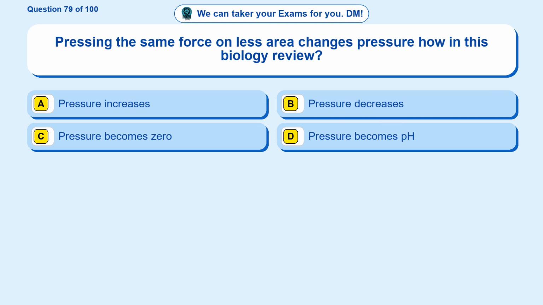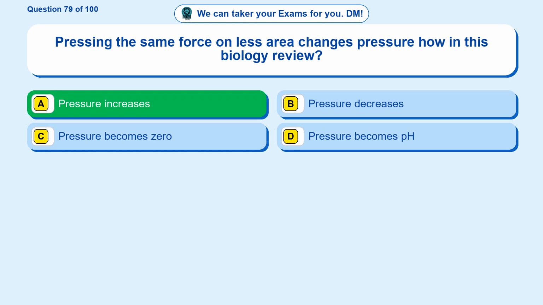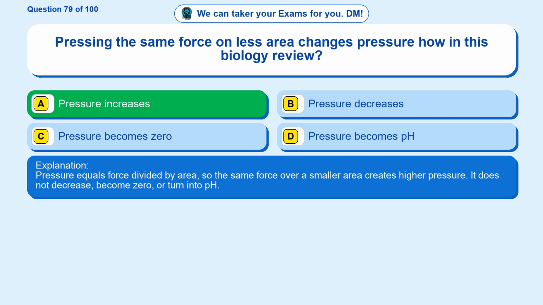Question 79. Pressing the same force on less area changes pressure how in this biology review? Option A, pressure increases. Option B, pressure decreases. Option C, pressure becomes zero. Option D, pressure becomes pH. The correct answer is option A. Pressure increases. Pressure equals force divided by area, so the same force over a smaller area creates higher pressure. It does not decrease, become zero, or turn into pH.